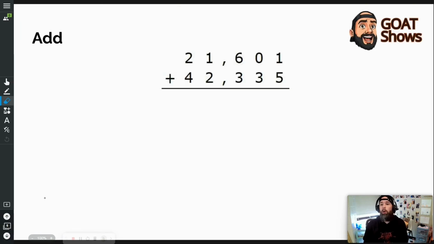I'm just going to keep on moving. 21,601 plus 42,335. Start all the way to the right. 1 plus 5 is 6. 0 plus 3 is 3. 6 plus 3 is 9. 1 plus 2 is 3. 2 plus 4 is 6. Nothing carried over in that entire problem. 63,936. That's going to be your answer.